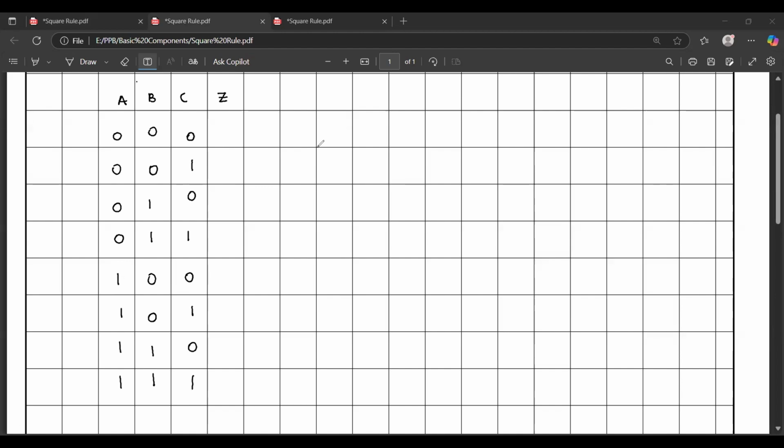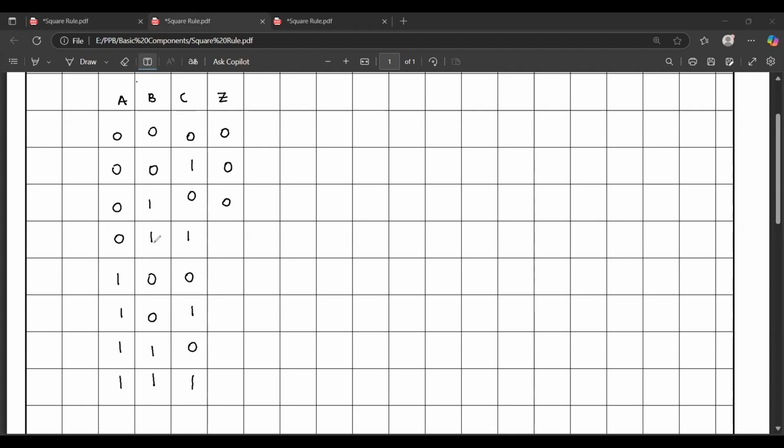Now let's fill the truth table for the output. Let's say the output is Z. They have clearly said exactly two sensors should read the abnormality, which means one. They should be one. So here if you see there is no abnormalities, so the output is 0. Here only one abnormality, so 0.